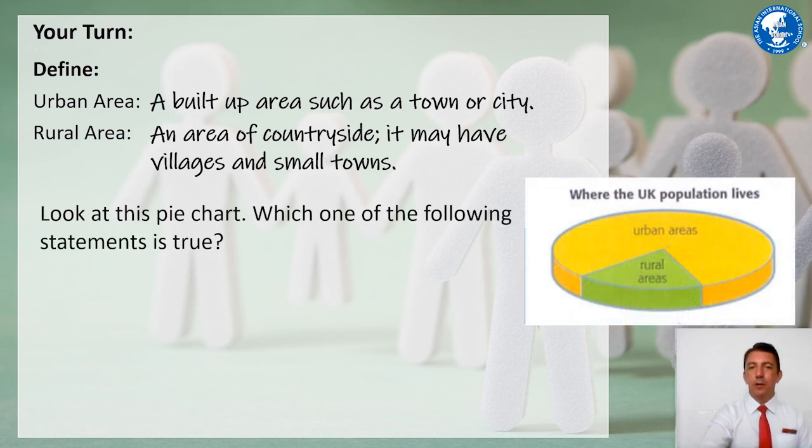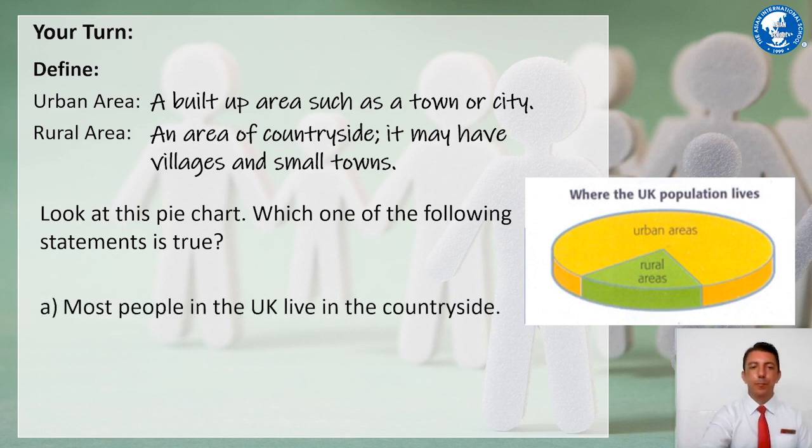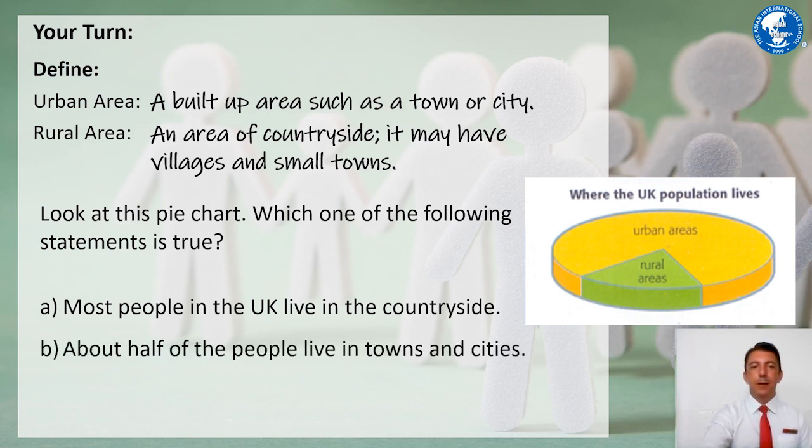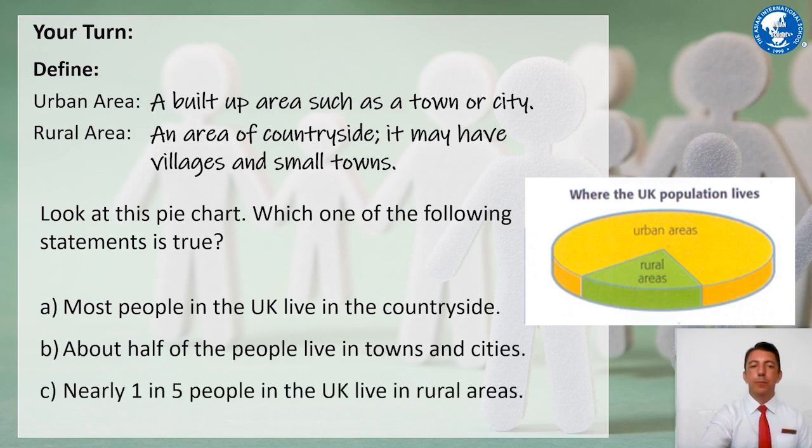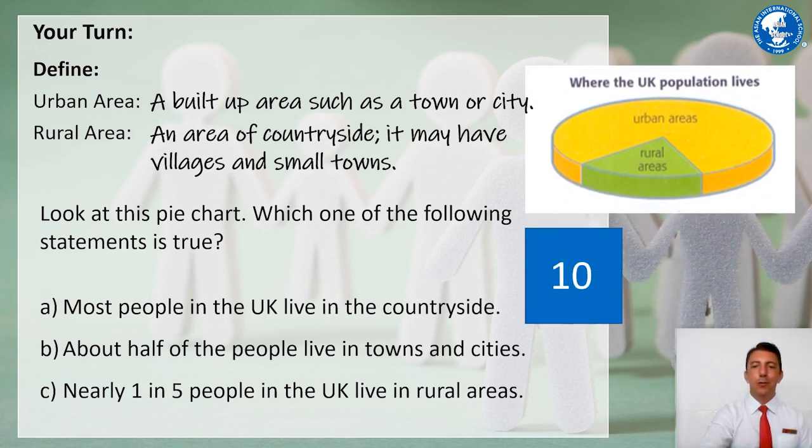So look at this pie chart. Which one of the following statements is true? A. Most people in the UK live in the countryside. B. About half of the people live in towns and cities. Or C. Nearly 1 in 5 people in the UK live in rural areas. I'm going to give you 10 seconds to choose your answer.